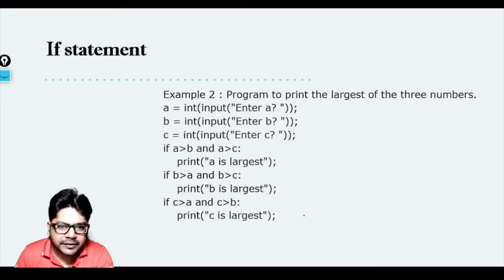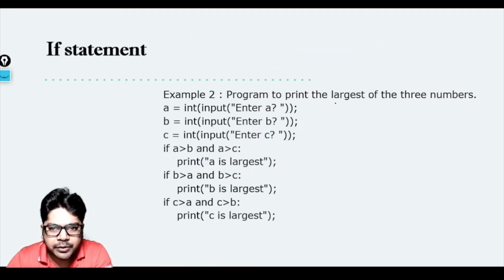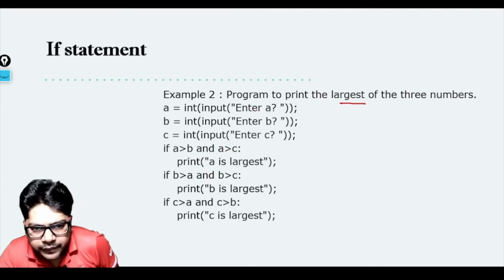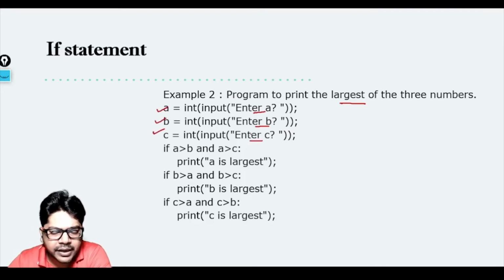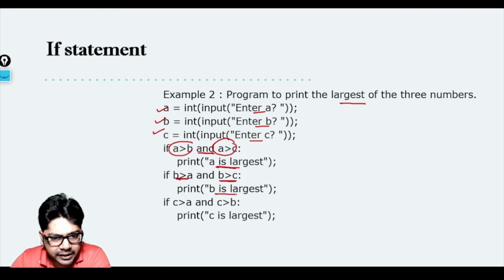We have another example where we are writing a program to find the largest of the three numbers. Here we are asking the user to enter a, enter b, and enter c, storing them in three variables a, b, and c. And here you see we are using the logical operator and, and you already know how logical operators work. We have already spent a good amount of time understanding each and everything. So if a is greater than b and a is greater than c, then a is the largest. If b is greater than a and b is greater than c, then b is the largest. If c is greater than a and c is greater than b, then c is the largest.